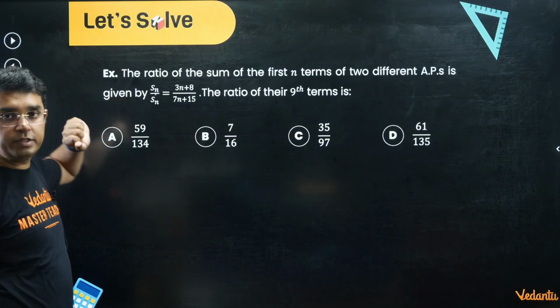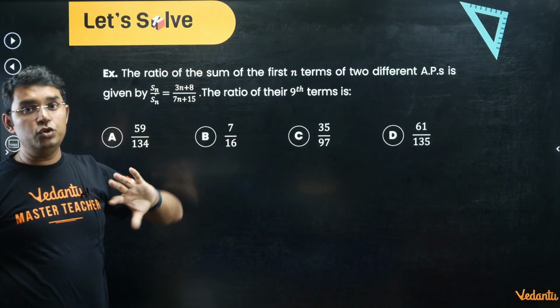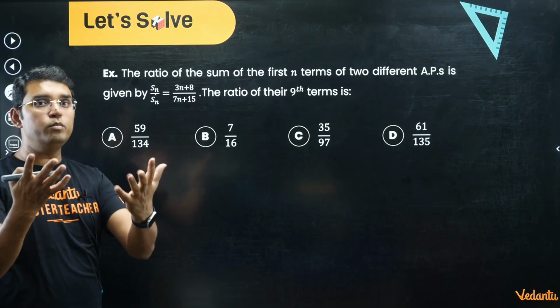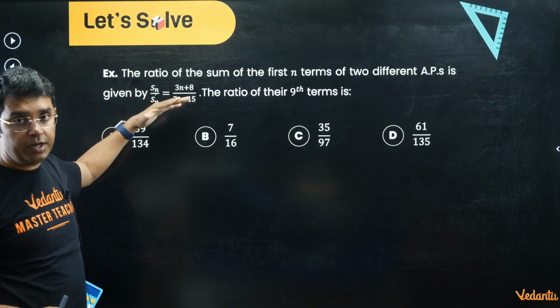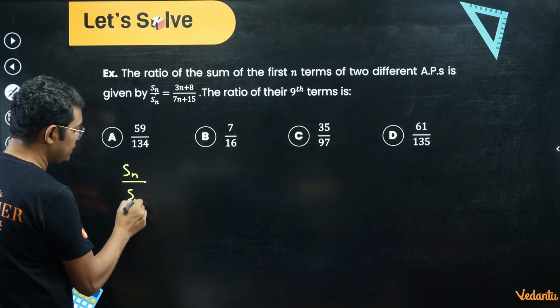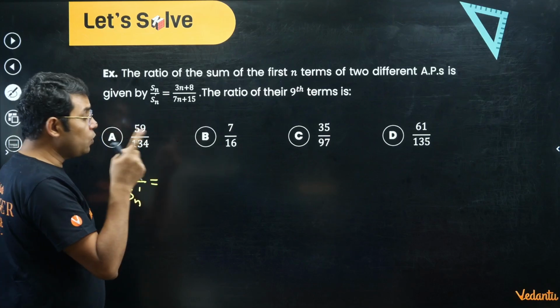So let's start doing some questions. First question, I think this kind of question you must have done before. I will give you my methods, two methods I will say. They have given Sn upon Sn dash as a linear upon linear. But in this case, what I will suggest, because sum of n terms of any AP should be quadratic in n.